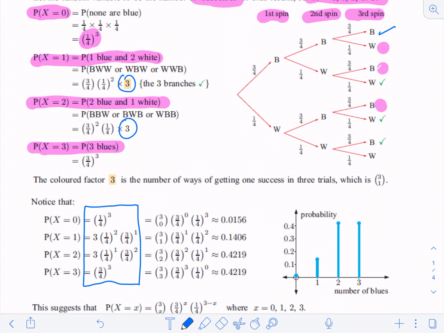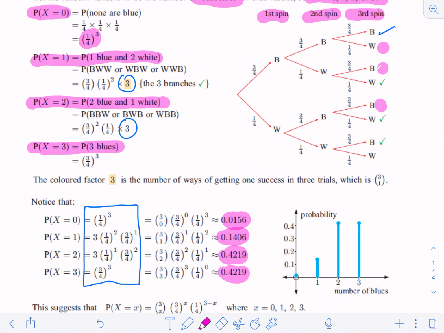So if I multiply all the probabilities out, and that's what we're doing right here, I get 1/4 to the 3rd power, which is 0.0156, and then I get 3 times 1/4 squared times 3/4 to the first, because that's 1/4 times 1/4 times 3/4. And then I get this number right here. And then likewise for x equals 2 and for x equals 3, those happen to be the same, actually.